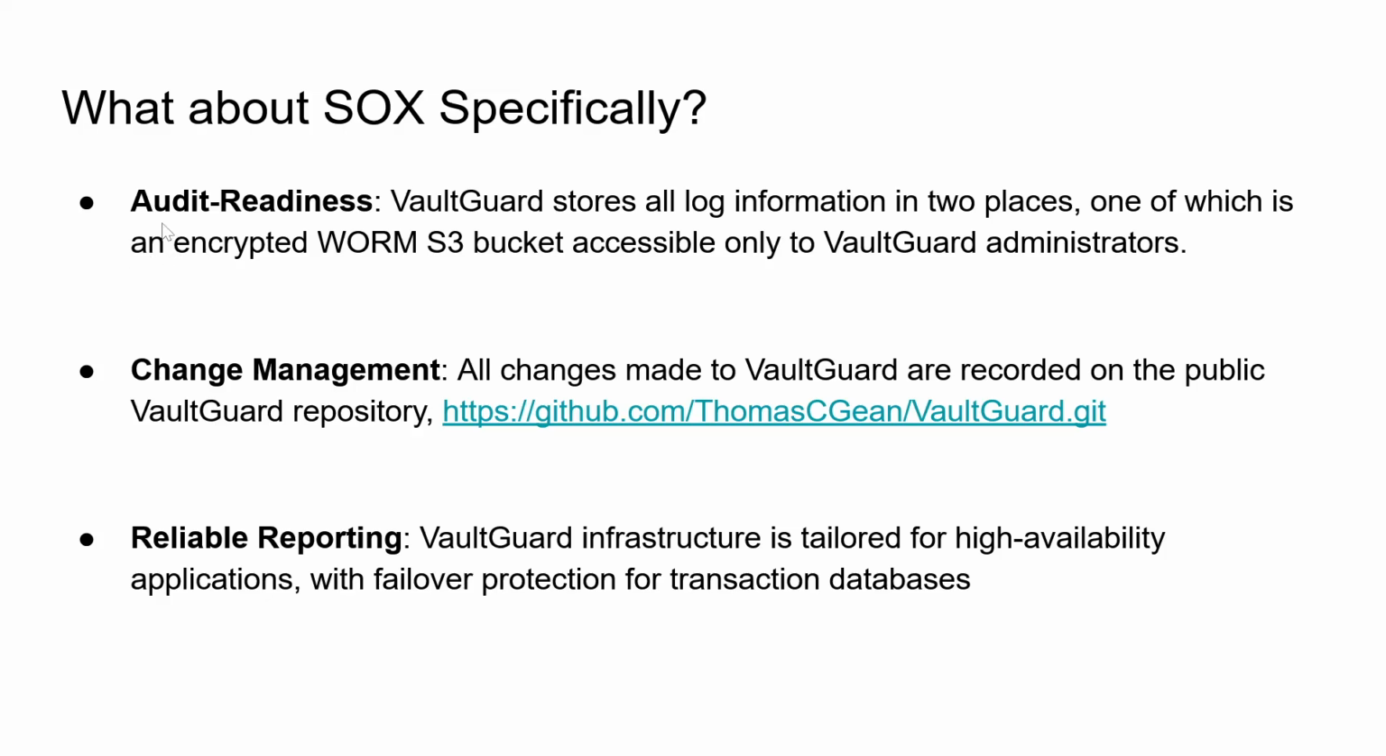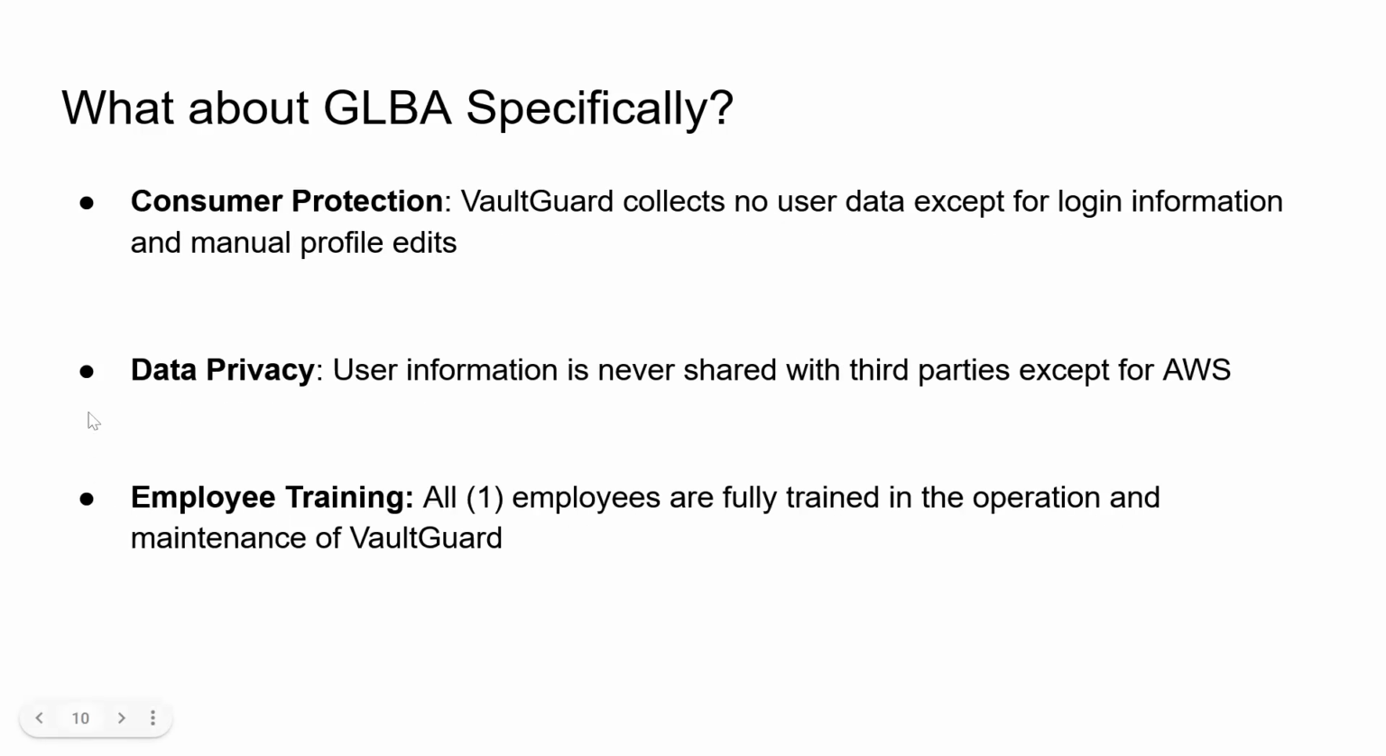What about SOX guidelines? Well, VaultGuard is audit ready. All log information is stored in an undeletable S3 bucket with governance policies and object protection enabled. For change management purposes, all changes to VaultGuard are recorded on the public GitHub repository and viewable and auditable by anyone. And reliable recording: VaultGuard has scaling capacities and failover protection, meaning it is a high availability web app. So it's always available for auditing and reporting.